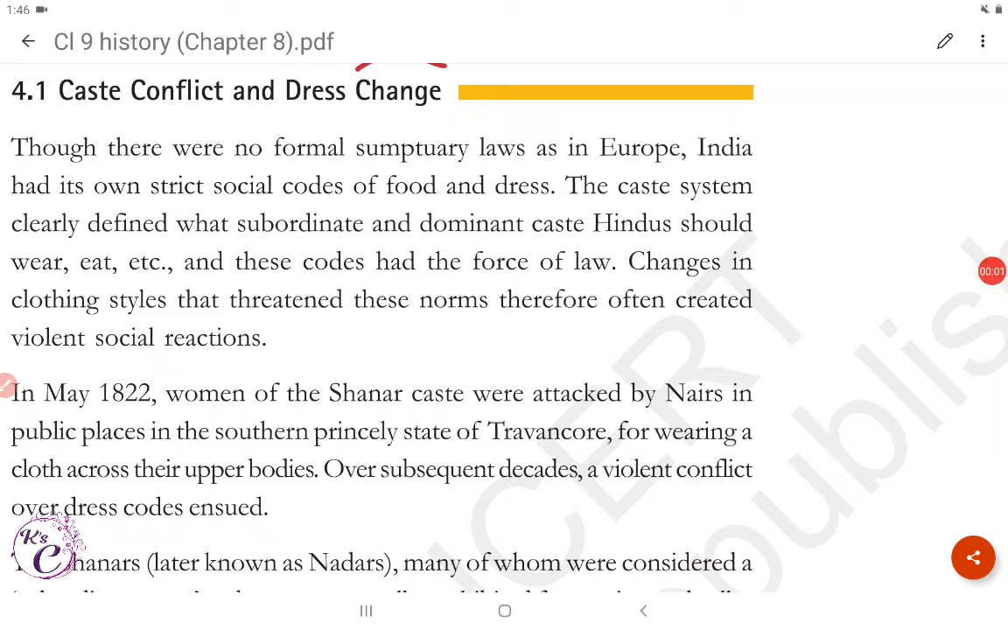Hi guys, let's start part 2 of chapter 8, that is Clothing, a Social History. 4.1, Caste Conflict and Race Change.